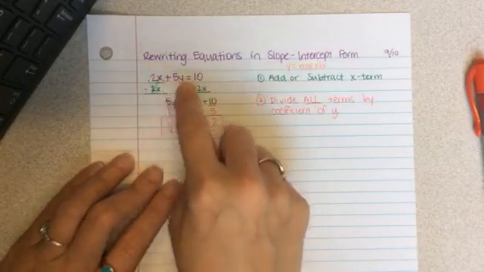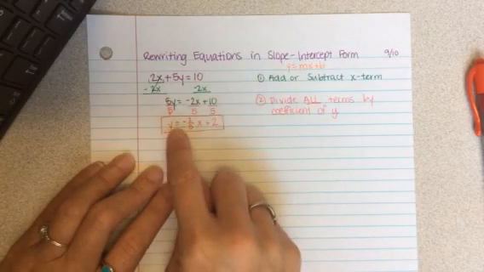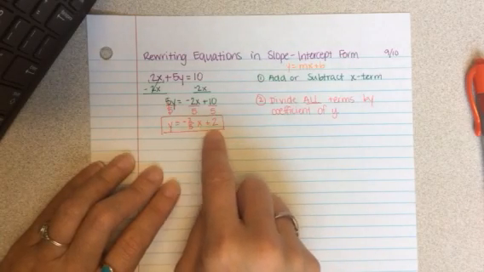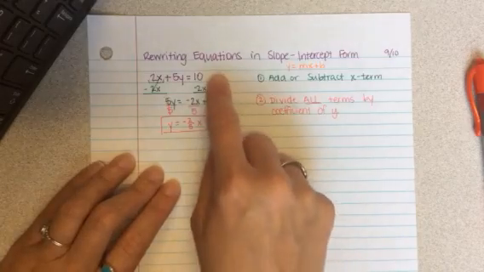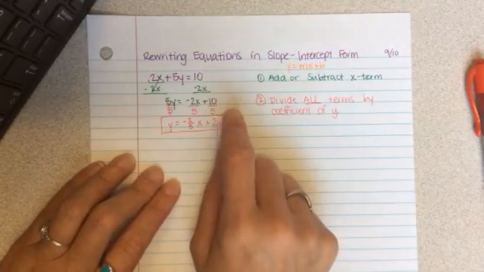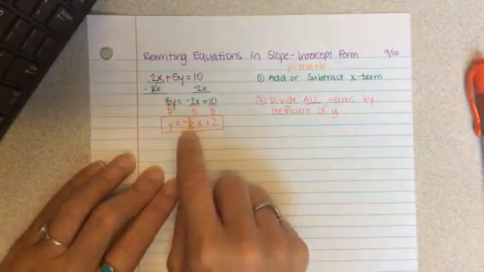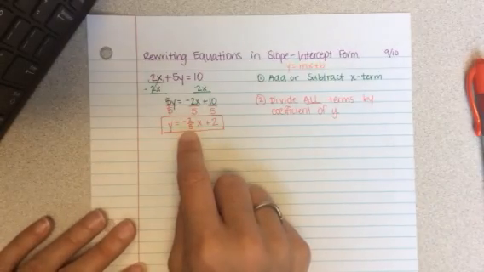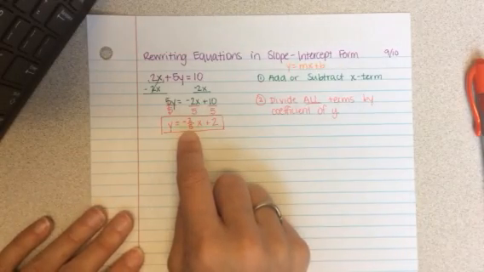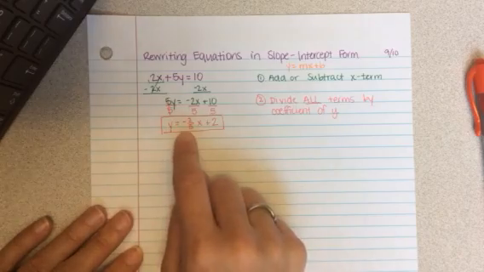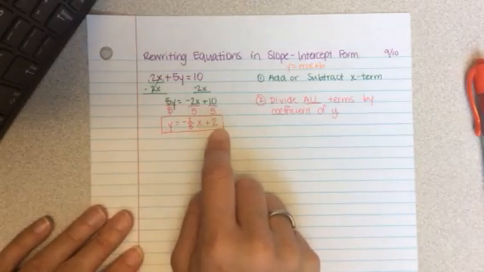So we went from 2x plus 5y equals 10 to y equals negative 2/5 x plus 2. These are the exact same line, just written two different ways. Now I can go back to this line, the y equals negative 2/5 x plus 2, and I can identify the slope and the y-intercept. The slope is negative 2/5 and the y-intercept is 2.